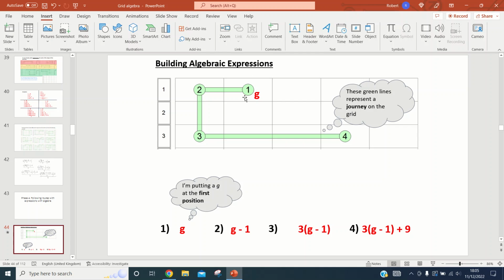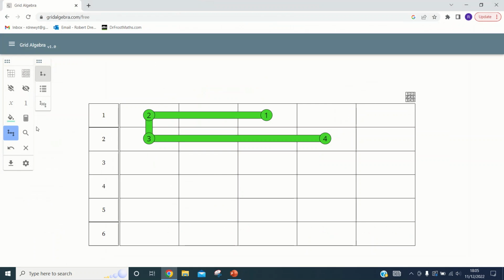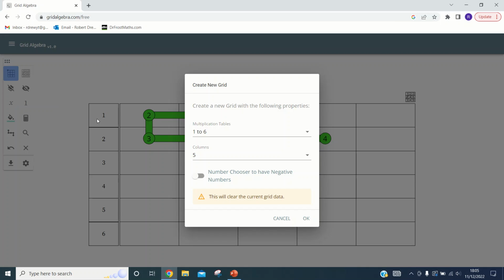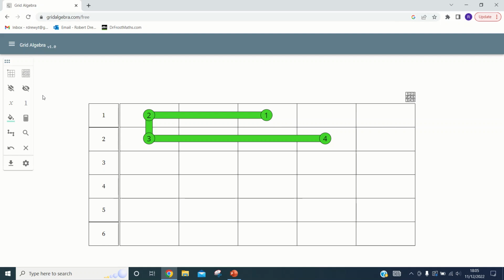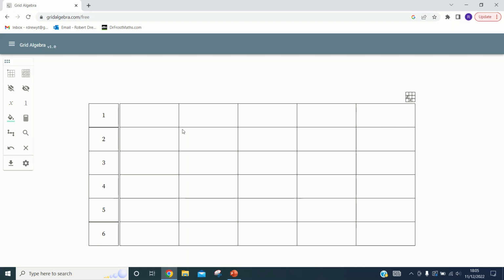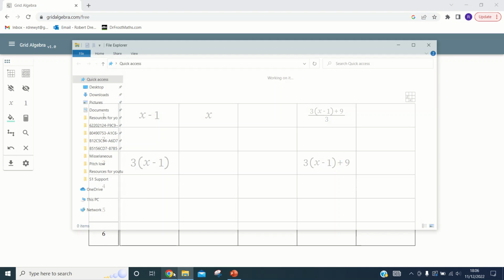But of course, the next thing is you just put a letter down. So in grid algebra, instead of putting a number down, if you delete all this, you don't have to put numbers in here. You can grab this letter and you can put a letter in, but you can do the same thing, right? And so suddenly you've immediately started doing algebra. And it's a really easy transition for the kids to make.